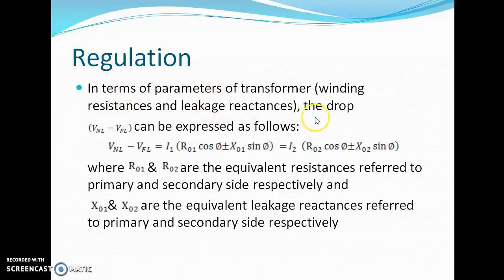Regulation formula can be expressed in terms of parameters of the transformer winding, that is winding resistance and leakage reactance. The drop VNL minus VFL can be expressed as I1 into R01 cos phi plus or minus X01 sin phi, or I2 into R02 cos phi plus or minus X02 into sin phi, where R01 and R02 are the equivalent resistances referred to primary and secondary side respectively, whereas X01 and X02 are the equivalent leakage reactances referred to primary and secondary side respectively.